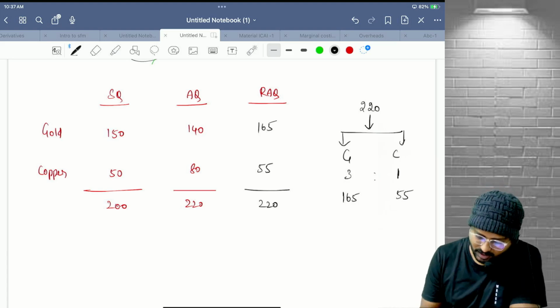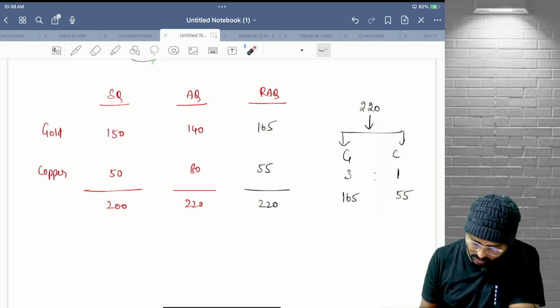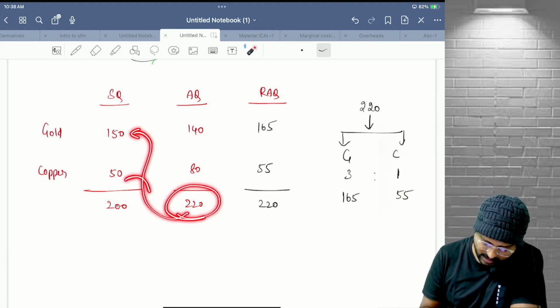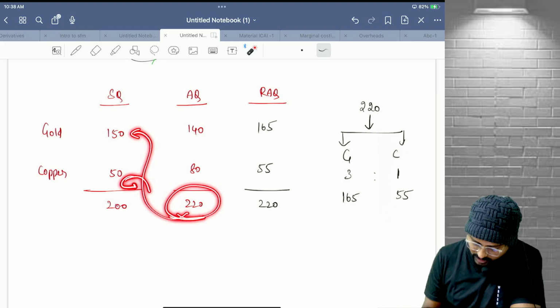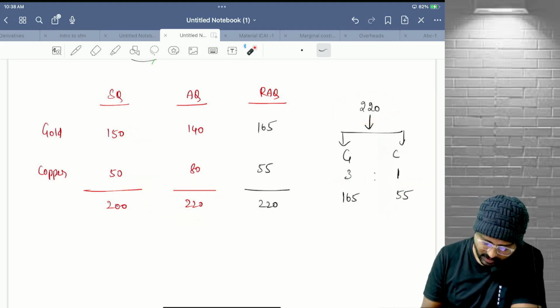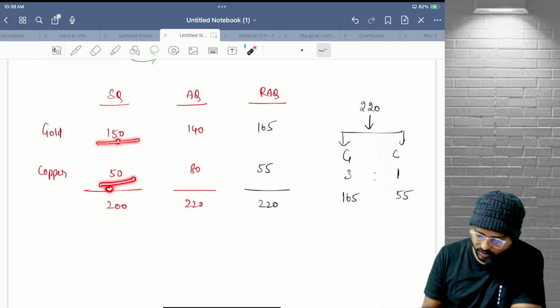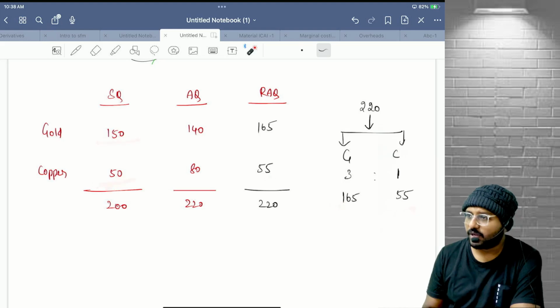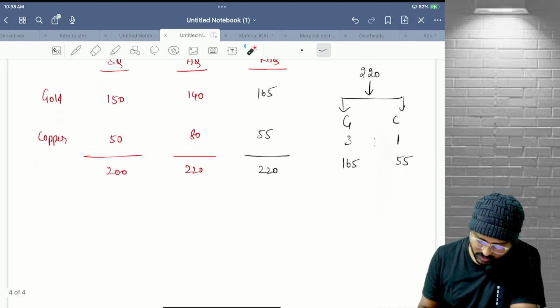Now you have understood how RAQ has been calculated. Again I repeat, how has RAQ been calculated? Actual quantity rewritten in standard proportion or standard mix. So I took the actual quantity 220. I have rewritten that in standard proportion, which is 3:1. So I've got 165 and 55. Done. Clear? Alright. Now see here.